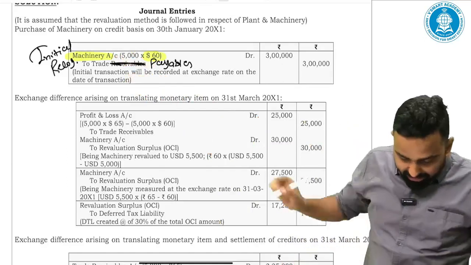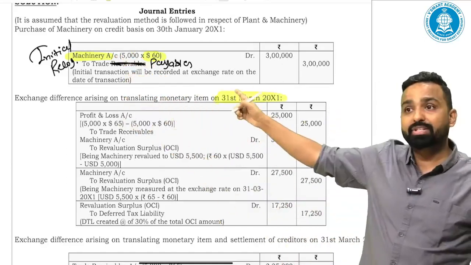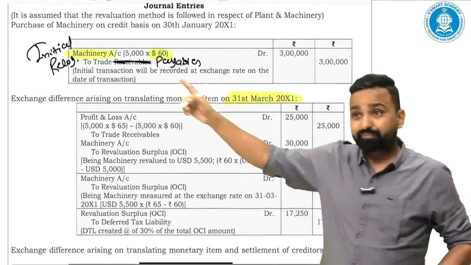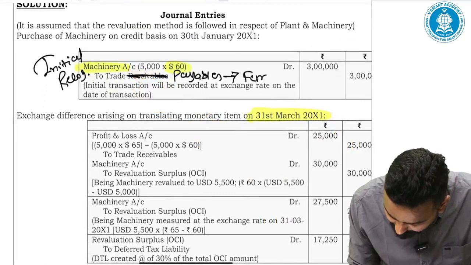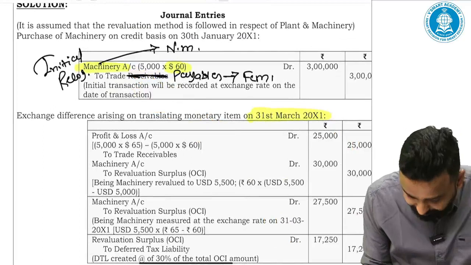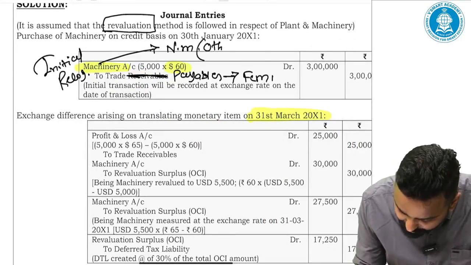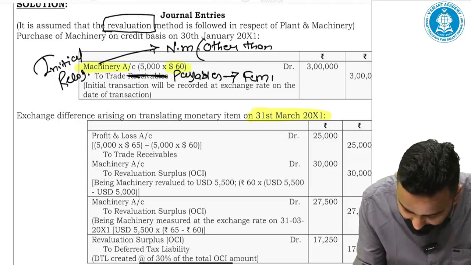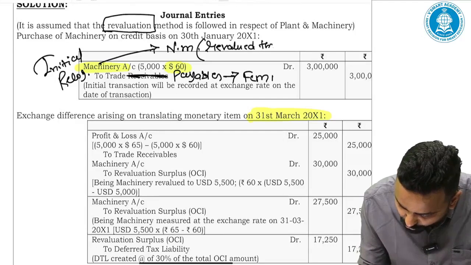Now, after that, on the balance sheet date, what did we do? This trade payable is a foreign currency monetary item, and this machinery is a non-monetary item. And the machinery is under the revaluation model, so it is other than cost. It is revalued through OCI.